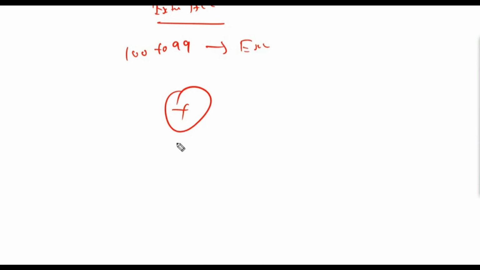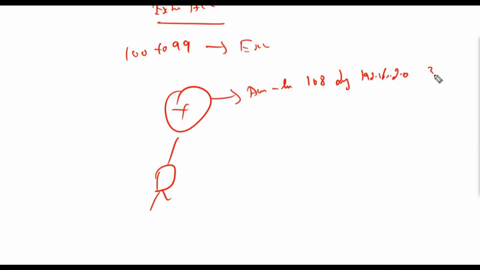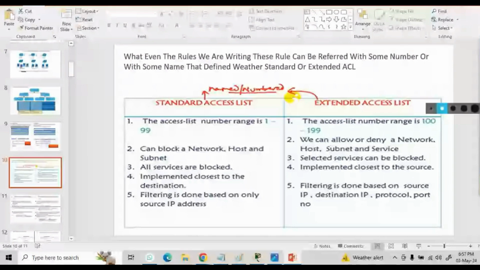Then on your router, which is connected here, if you are denying something, you give access-list number 108 deny from 192.168.2.0 to 3.1 like that. Here I am using 1. Then the router is going to identify this 108, and it will get to know that he is using an extended ACL. So look here, that is what extended is.